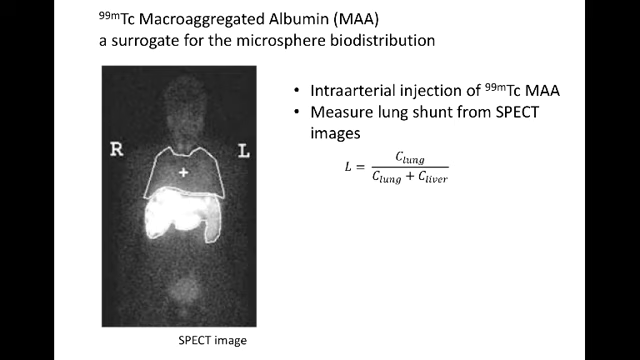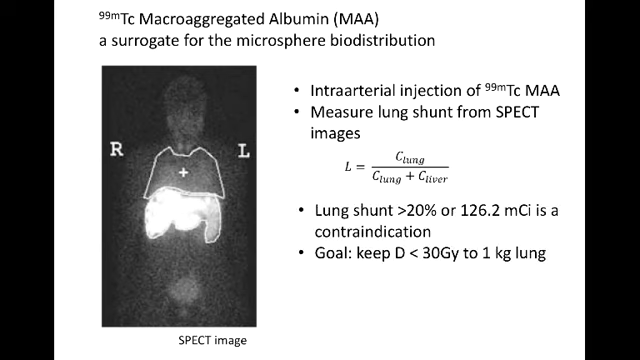And then you measure the lung shunt from the SPECT images. So you measure the counts from the lung divided by the counts in the lung plus the counts in the liver. If this lung shunt is more than 20% or 126 millicuries, it's a contraindication for this type of therapy. And overall, the goal is to keep the dose less than 30 gray to 1 kilogram of lung.